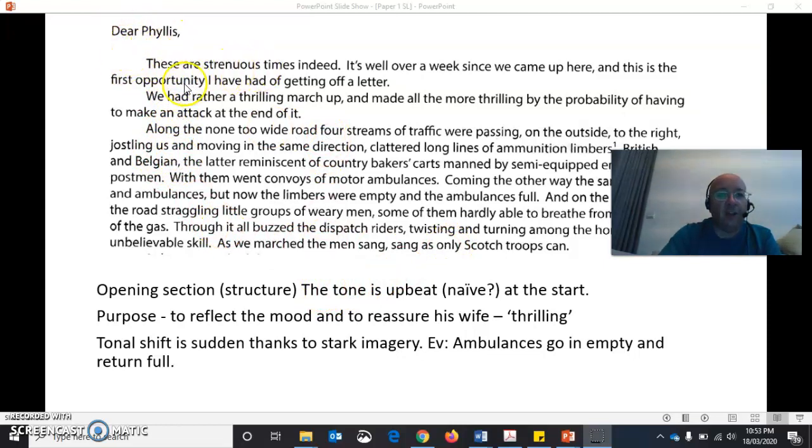So at the beginning, the opening section, it starts off like a pretty standard letter. Dear Phyllis, apologises for not writing earlier, so nothing too exceptional there. Quite formal, quite informal beginning. The tone seems quite upbeat, possibly even naive.